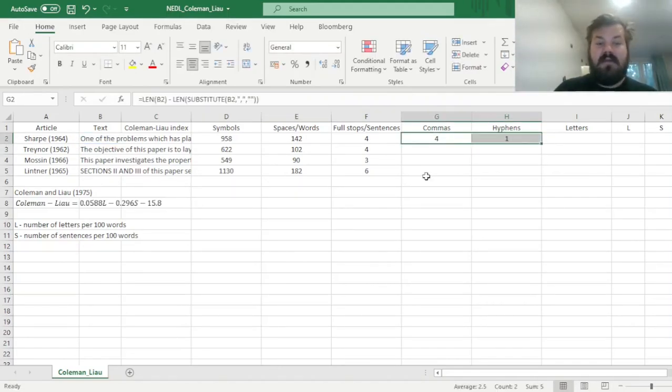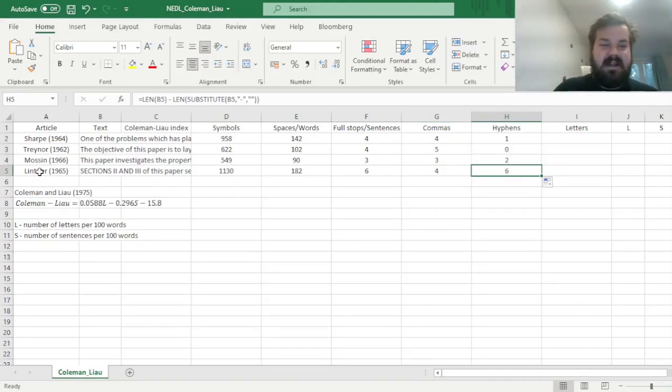Obviously, if there are numbers or numerical symbols in your text, you could also search for that, or you could search for any other non-letter symbols to be even more sure. But as these are abstracts, this is quite enough due diligence before we calculate the index. And we can see that there are plenty of hyphens in the Lintner abstract and no hyphens in the Trainer abstract and plenty of commas in all of the abstracts.